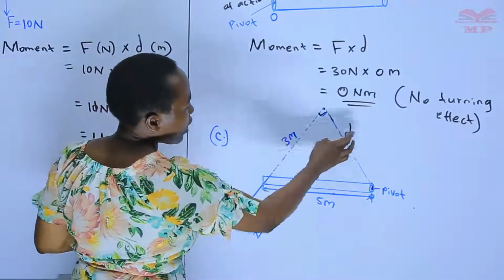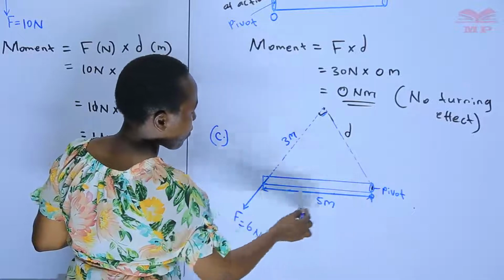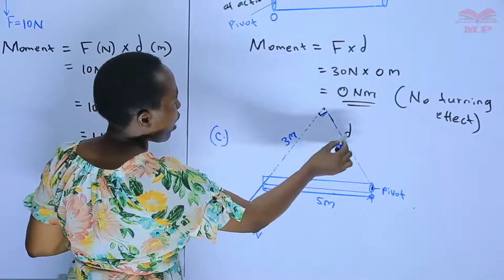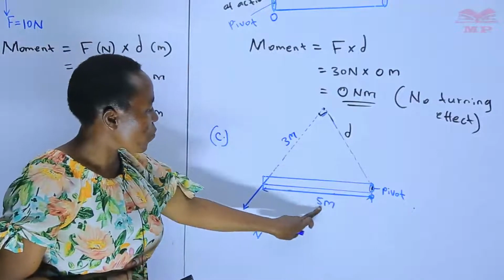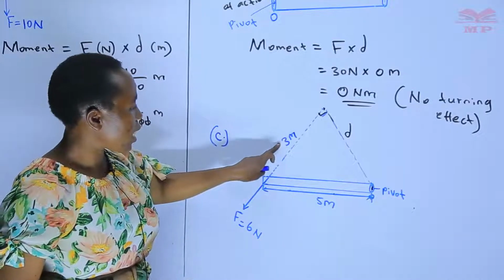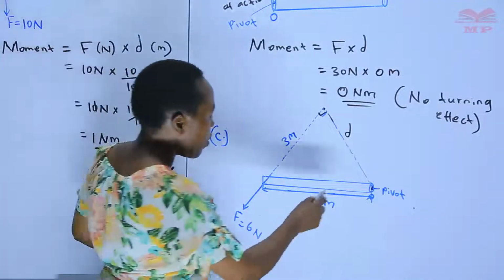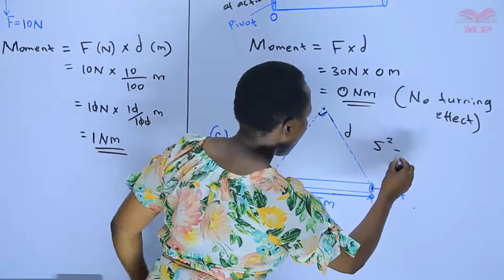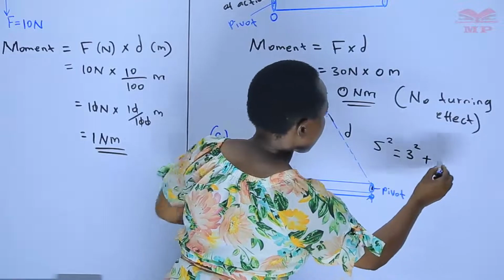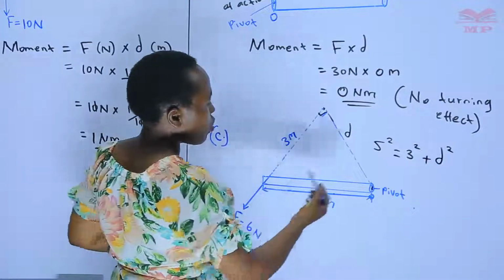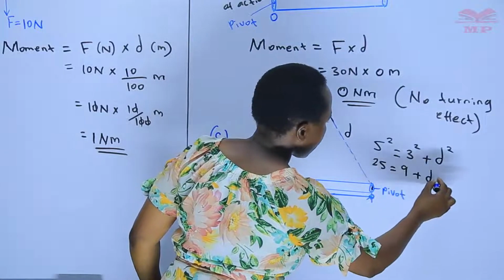So we need to calculate this D. We know that these are right angled. We have 5 here, we have 3, and we have this side. So then that means that this is our hypotenuse, 5. Then we have one of the sides as 3 meters. We want to get D. So using the Pythagoras theorem, we'll have that 5 squared will be equal to 3 squared plus D squared. So we are going to have this as 25 equal to 9 plus D squared.